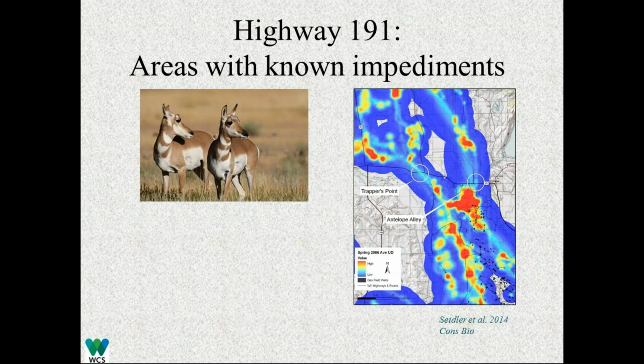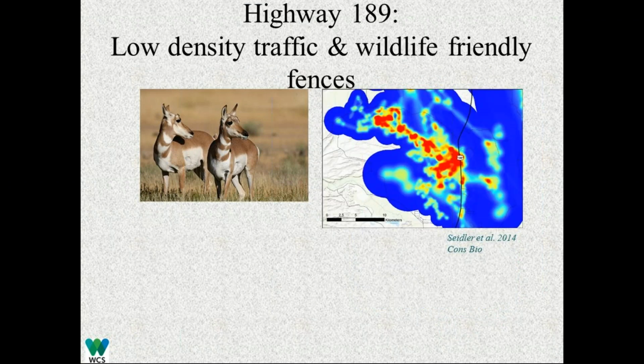And the short version is in places like Highway 191, so this is a spring migration here on the right, so animals are moving north. This is the highway here. Trappers Point bottleneck is here. This is 2006, so this is prior to the road mitigation structures. What we saw is these hotspots or these stopovers. And just to give the take-home message of a paper we published in 2014, along Highway 191, where we had a high level of traffic and non-wildlife friendly fencing, we found that the stopover points were actually being driven by the impediments and not just resources.